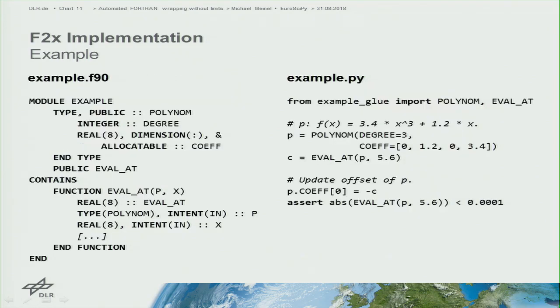Here's a short example of how it looks. This is a short Fortran code. So I have a function which takes some derived type. It's a polynomial. You have a degree, you have the coefficients. And from Python, you can really call it like it would be either from Fortran or if it would be really first-class Python citizens. And this is really executable in the end.